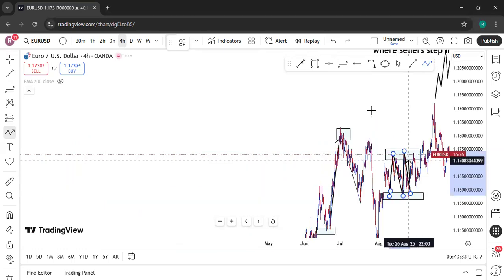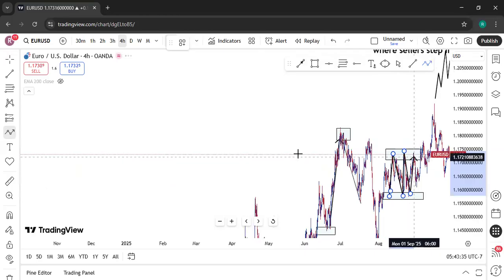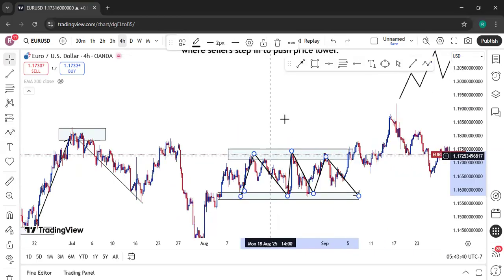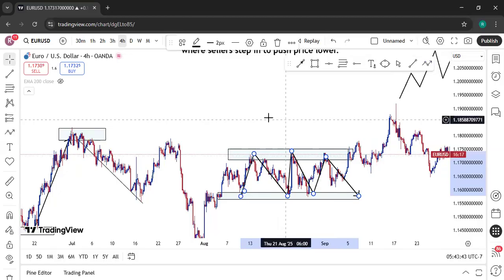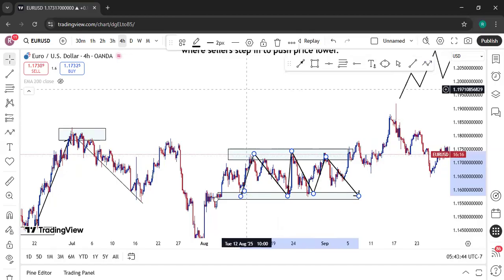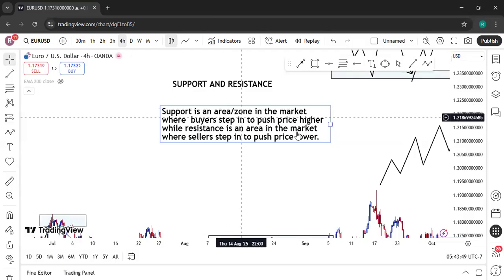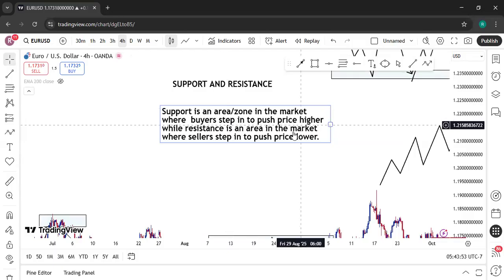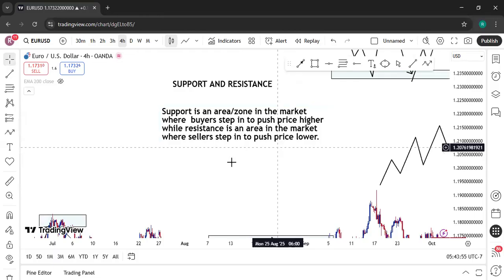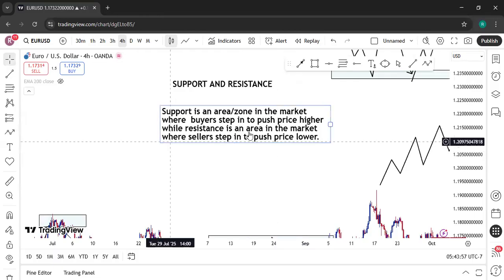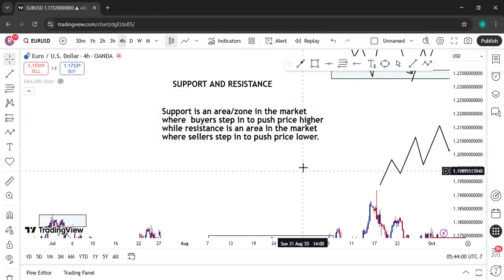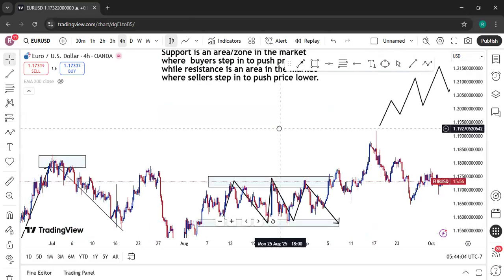The price chart may not always be in this support and resistance horizontal form, but this is the basic concept you need to first of all hold in your mind. That support is an area, a zone in the market where buyers step in to push price higher, while resistance is an area in the price chart where sellers step in to push price lower. Once you understand this concept, the rest will be very easy for you.